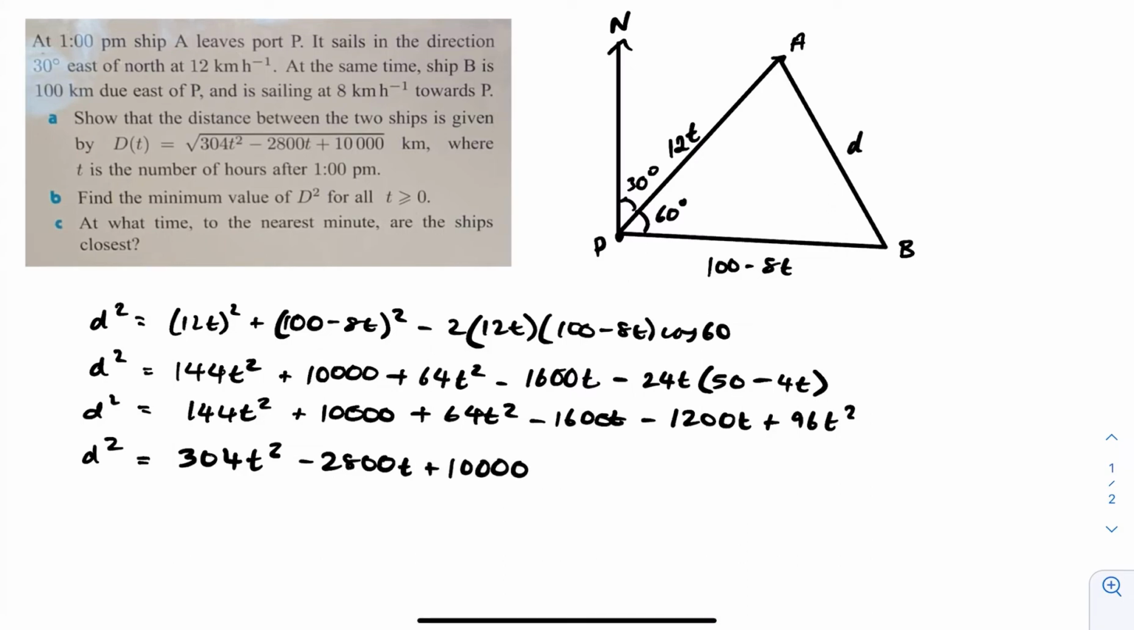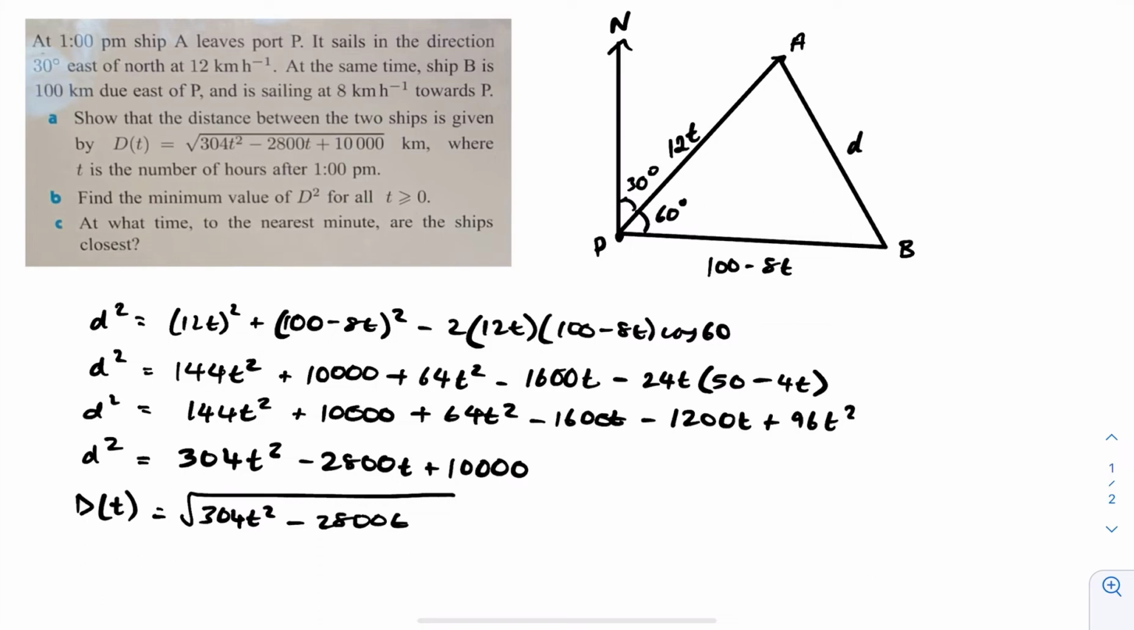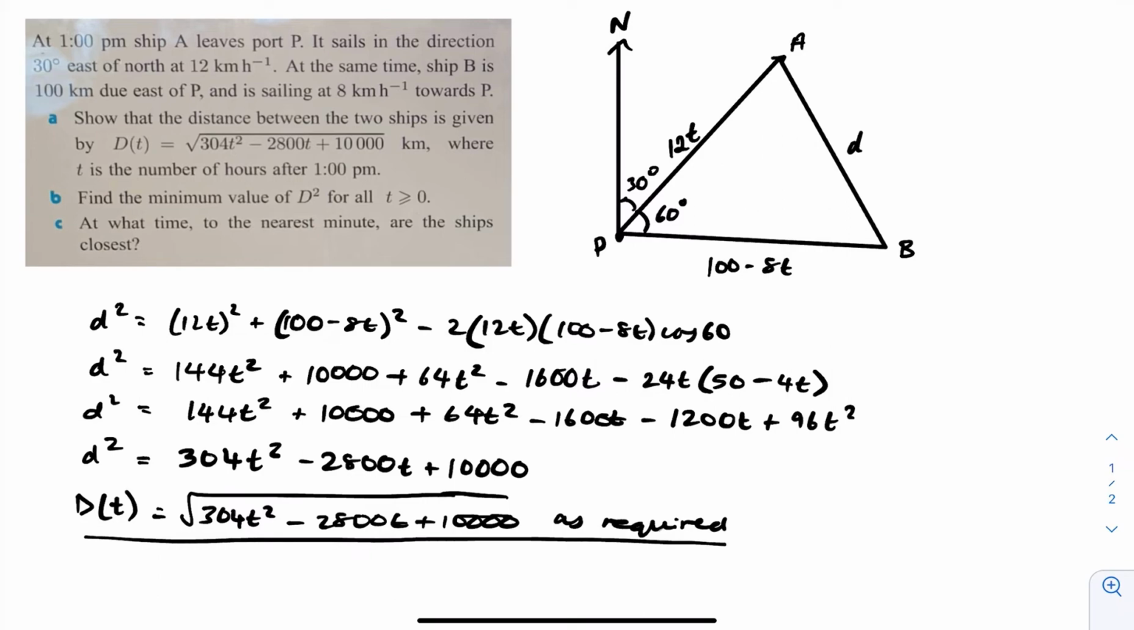And if we square root everything, we get d, or as it wants us to represent it, d of t is equal to the square root of 304t squared minus 2,800t plus 10,000, as required. So that's part A done. Let's move on to part B.